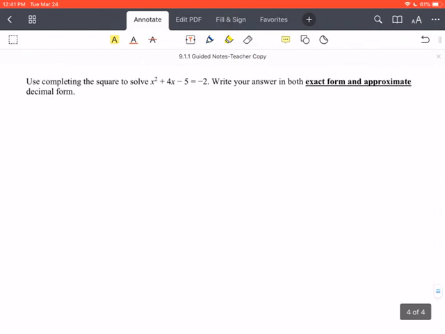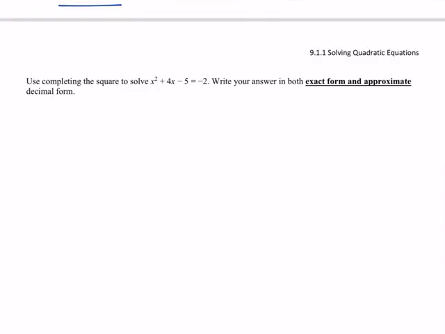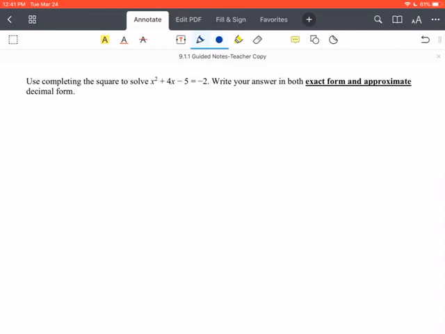We are almost through the notes. Now it's our turn to try a problem. So if you'd like to pause this and try on your own, I would encourage you to do so. But the question says to use the completing the square method to solve the quadratic equation x squared plus 4x minus 5 equals -2. It wants us to write our answer in exact form. We have to do that first. Whoops, sorry. And then secondly, we will pick up our calculator and write it in approximate form.